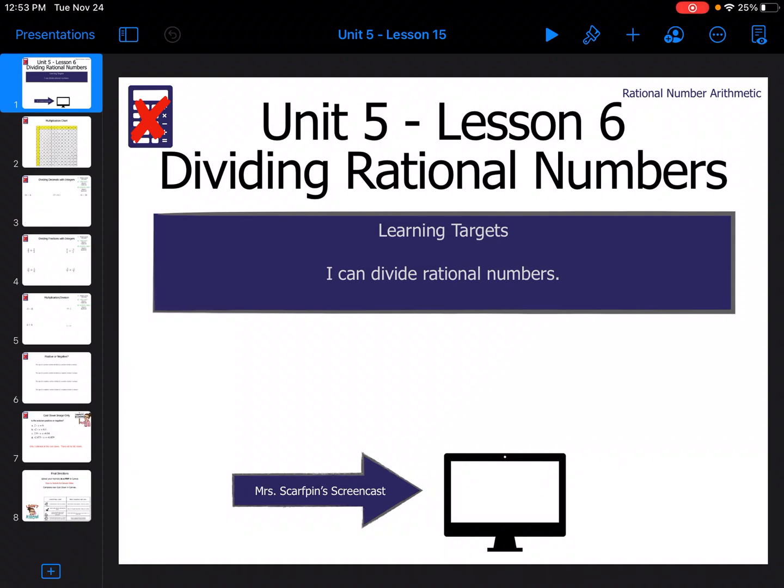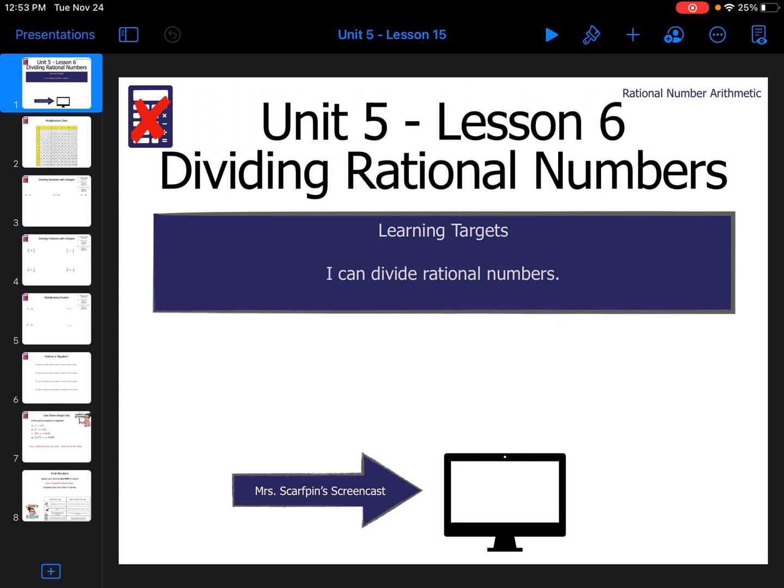All right, Unit 5, Lesson 6, we're dividing rational numbers. So I can divide rational numbers. Rational numbers are all positive, negative, fractions, decimals, and whole numbers. So I don't want you to use a calculator on this. It is not going to help you in the long run.